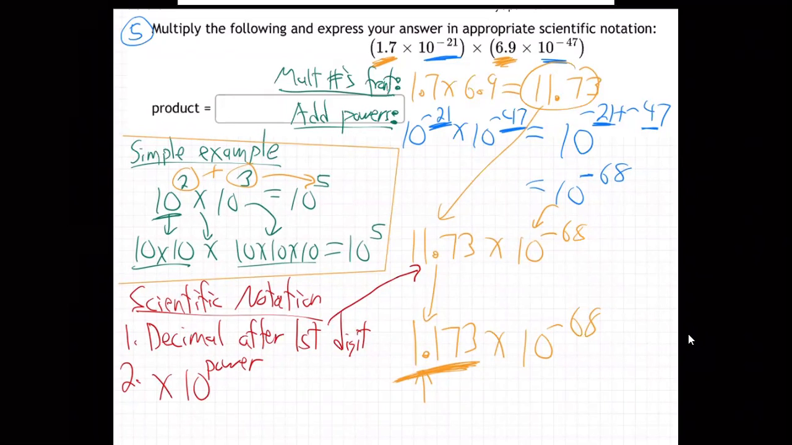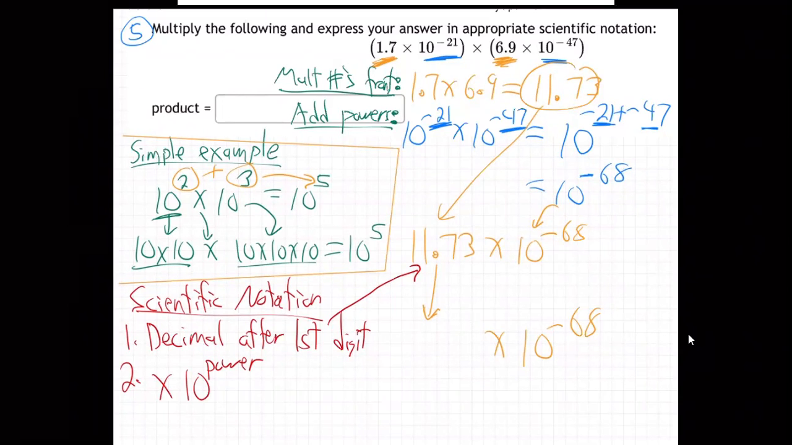The exponent's wrong. Why is the exponent wrong? Because you moved the decimal an additional place. So it has to be, I think 67. Yeah, good job. Exactly. Because if you move the decimal there, you've got to change the power. Exactly, guys. You've got it.